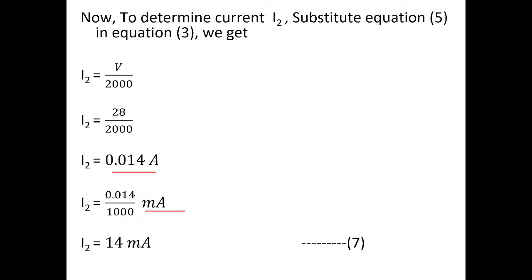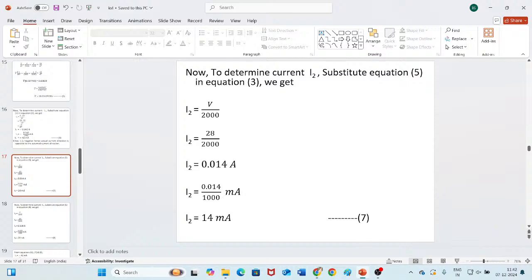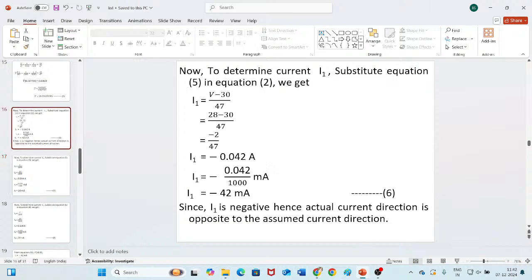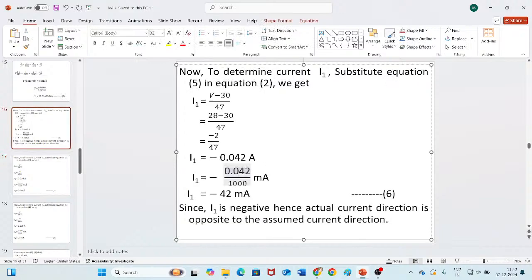So I think something is wrong with my terms here. Here what I should do is 42 by 1000. I'm not writing it properly, isn't it?